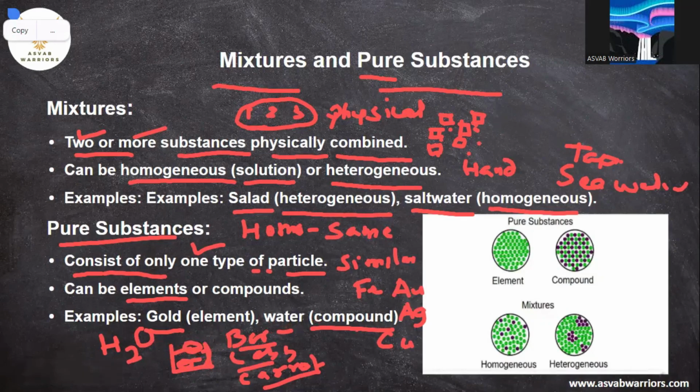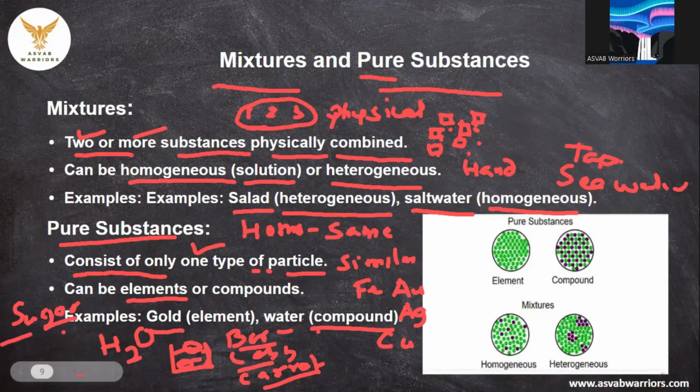So such are called pure substances. This could be either a single or individual element, metals, non-metals or metalloids, or it could be a substance which is a compound like water. Even sugar is a compound.